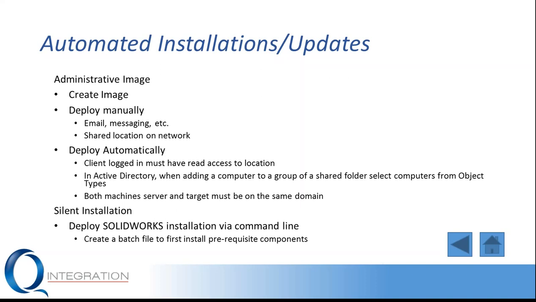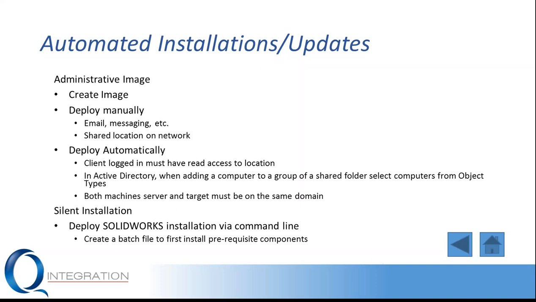But what's nice about this is I can create these different machines, I can put them into groups, I can edit the different options for the admin image individually for each machine, and then we can deploy those automatically. Now there's some things that we want to keep in mind here when we are using the automatic deploy option. We've got to make sure that our clients are logged in and they must have read access to the location where the install files are located. So we'll just create a shared directory on the network where the client machine has read access.